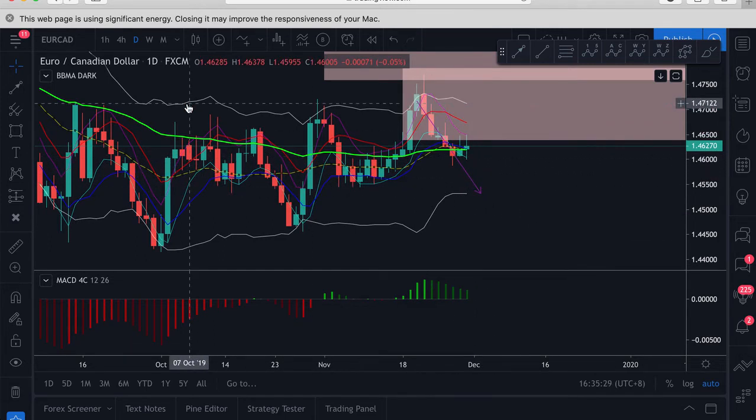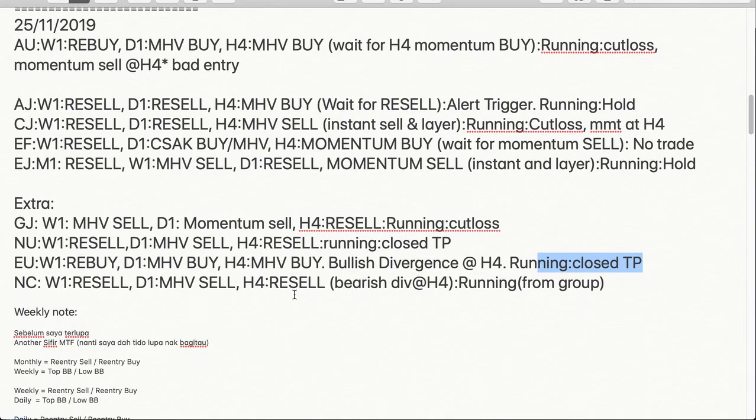Okay, so that is the 5 pairs that we're gonna trade this week, because we have two currently running trades from last week, which are the Euro JPY and also NZD CAD.